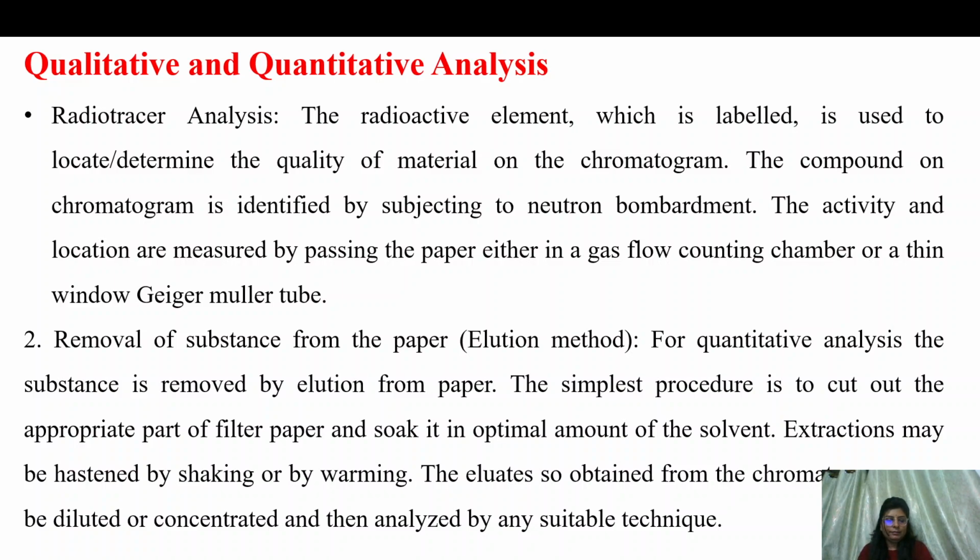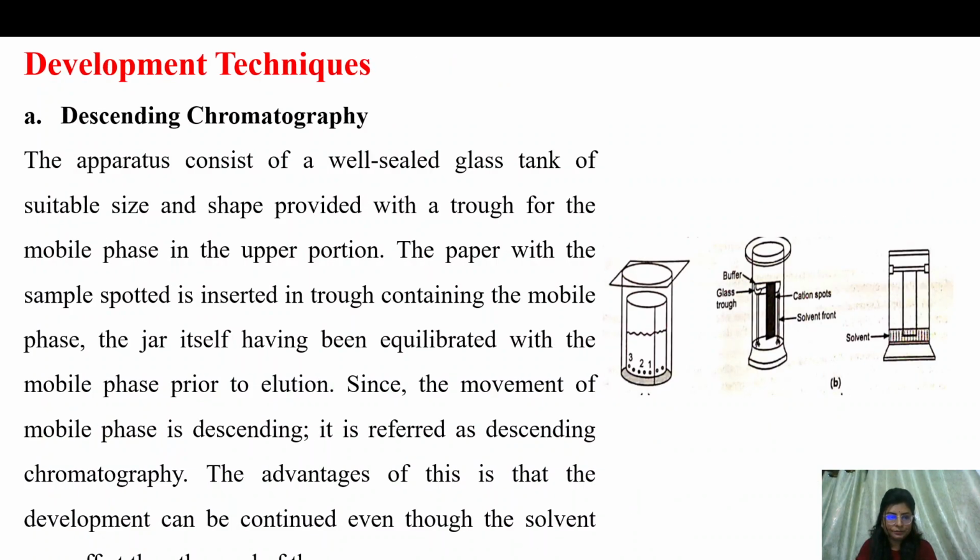The next method is removal of the substance from the paper. You can remove that particular spot from the paper by the elution method. For quantitative analysis, the substance is removed by elution from the paper. The simplest procedure is to cut out that particular part of the filter paper and soak it in an optimal amount of solvent. The extraction may be done by shaking or by warming. The eluates obtained from the chromatogram may be diluted or concentrated and then analyzed by any suitable technique.